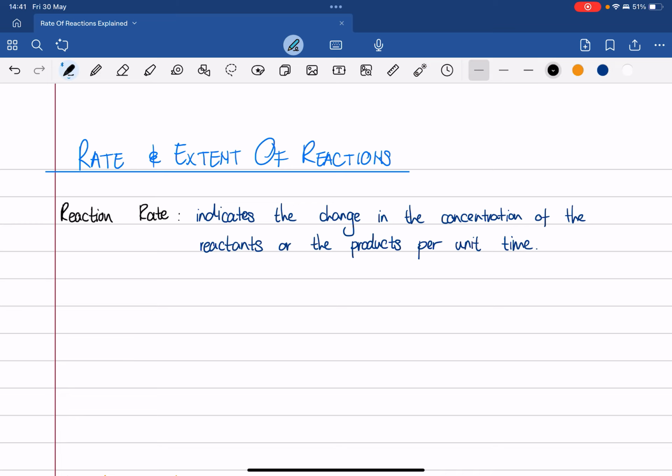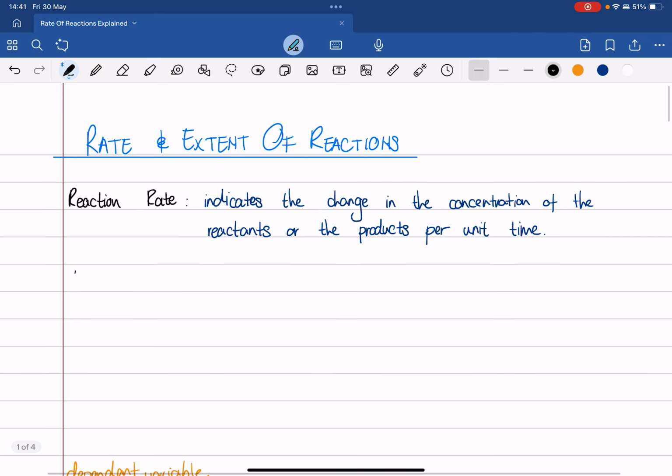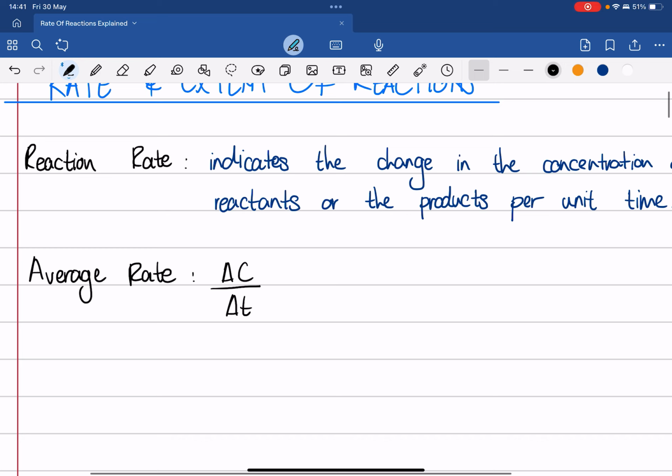So how do we then calculate this change? We use this formula, and normally you'll hear us speak of the average rate. So it can either be the change in the concentration divided by the change in time. The change in the concentration can be the change in the concentration of the reactants, so that R over there just stands for reactants, or it can be the change in the concentration of the products.